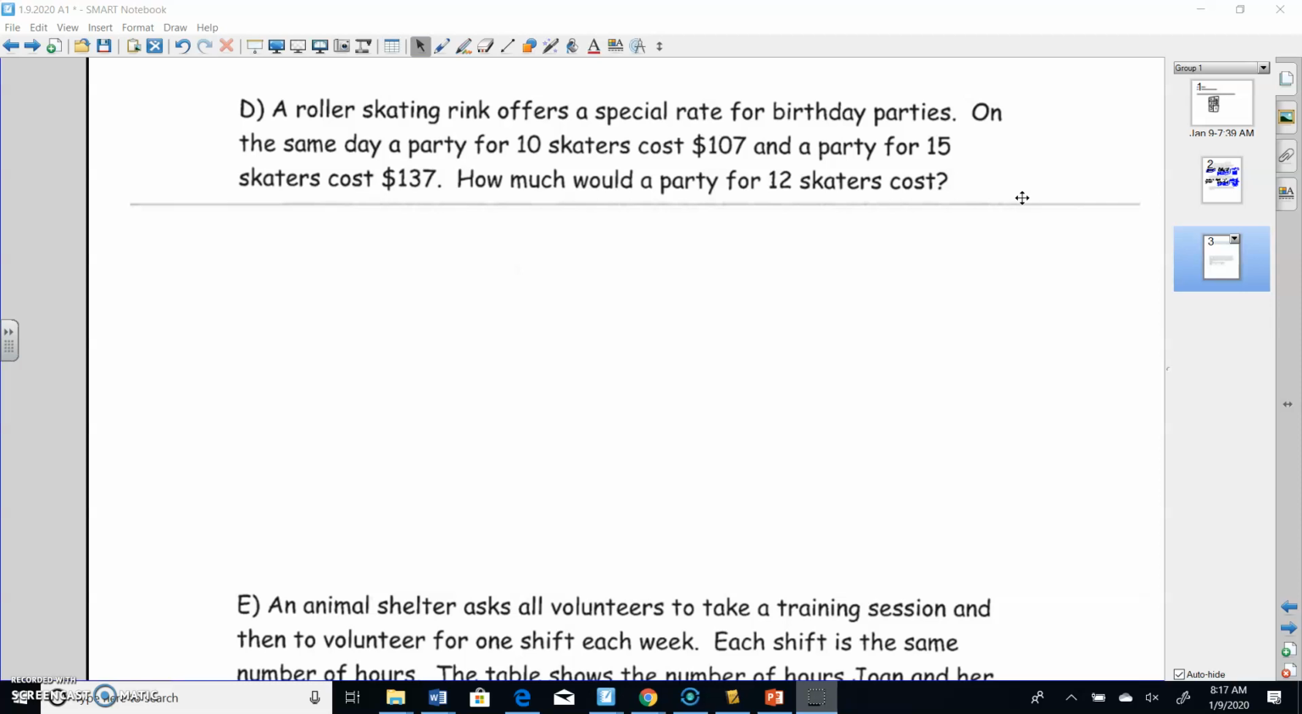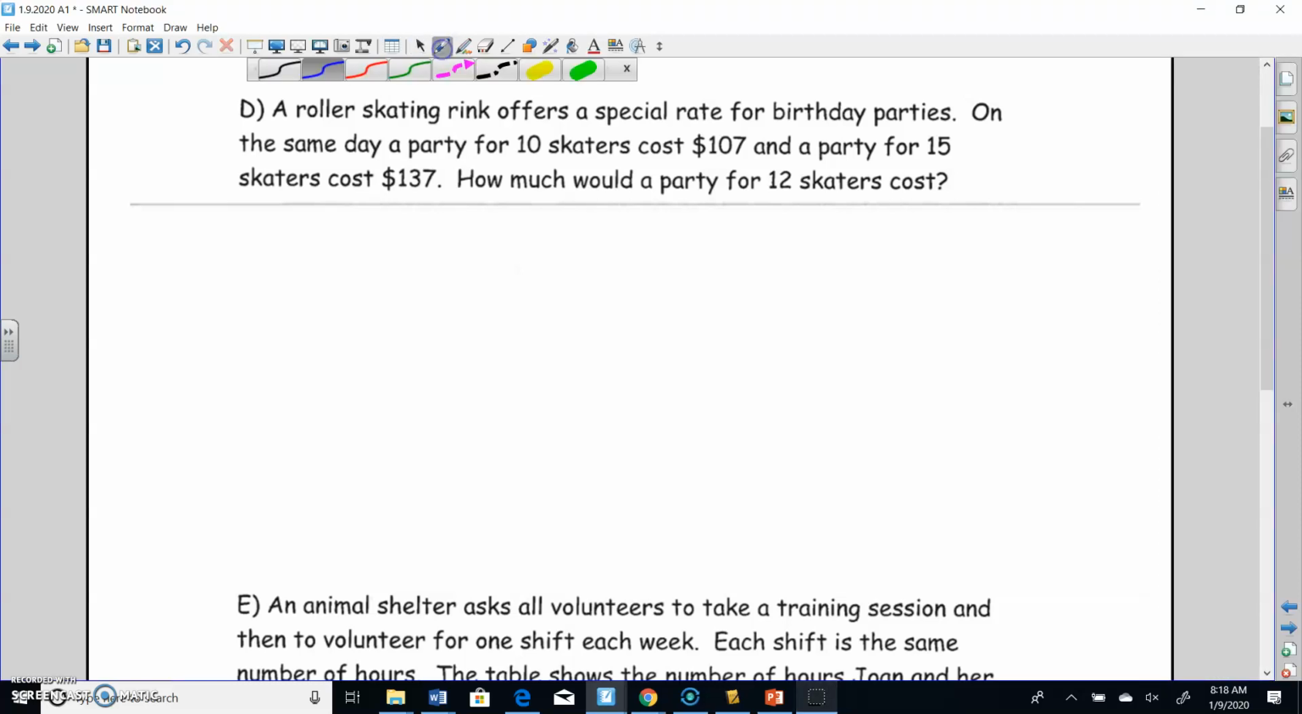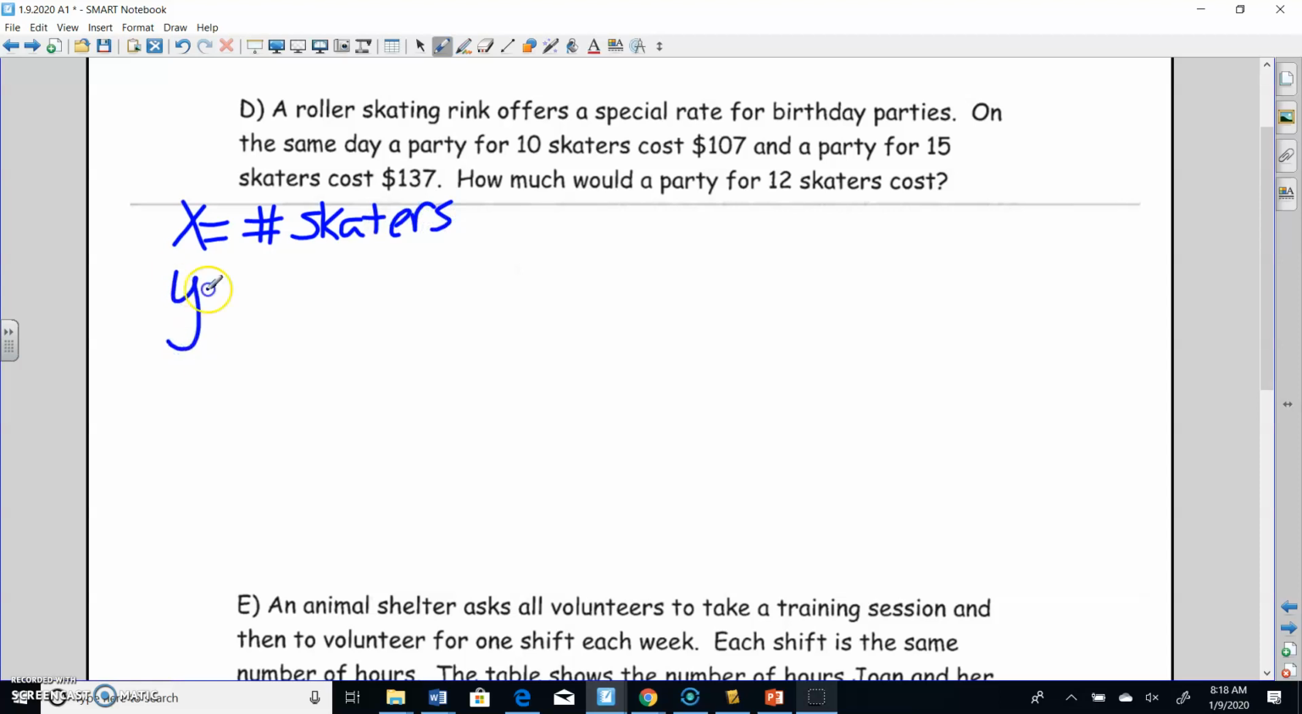Okay, so we have 2 variables here. What are the 2 variables? X and Y. What do X and Y represent? Skaters and cost, right? And then we have values for those. So we're going to let, which one depends on the other? Cost depends on the skaters. So we let the skaters be X. And we're going to let the cost equal Y.